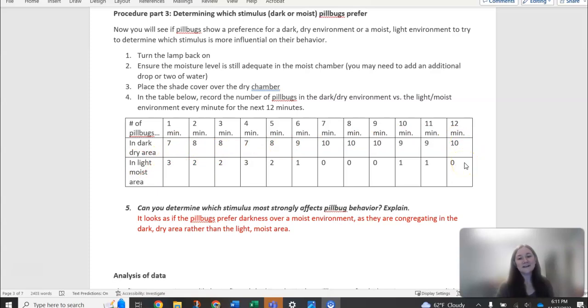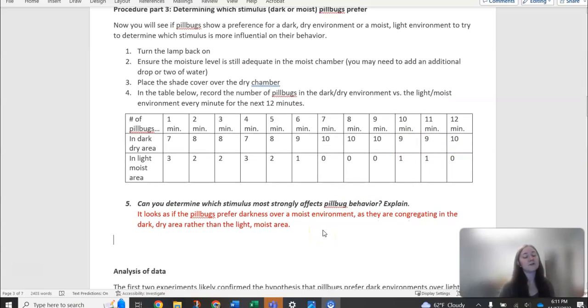So your data may look very different, but for purposes of illustration and to go through an example where I actually calculate chi-square, these are the data that I'm using, and I'm using data that seems to support the fact that the pillbugs are preferring one area over another. As you can see, in the dark dry area there are consistently more pillbugs than in the light moist area. So that would lead us to believe that yes, the pillbugs are showing a preference.